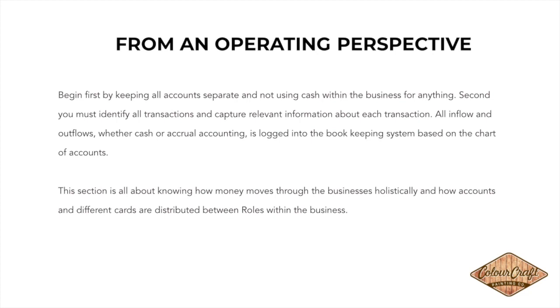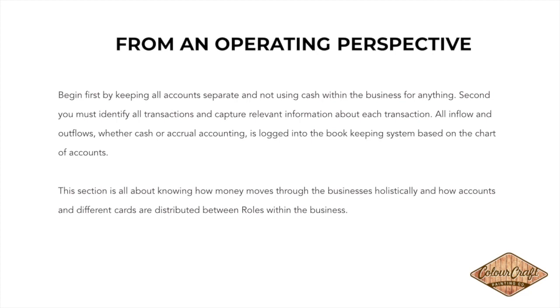It makes identifying all the transactions and capturing relevant information about these transactions easier, which you'll see when I do some bookkeeping and actually start filing things. When you use cash, you can't see what the actual expense or revenue was. So all inflows and outflows, whether cash or accrual accounting, are logged into the bookkeeping system based on the chart of accounts, which we're going to cover a little bit later. This section is all about knowing how money moves through the business holistically and how accounts and different cards are distributed between the roles within the business.